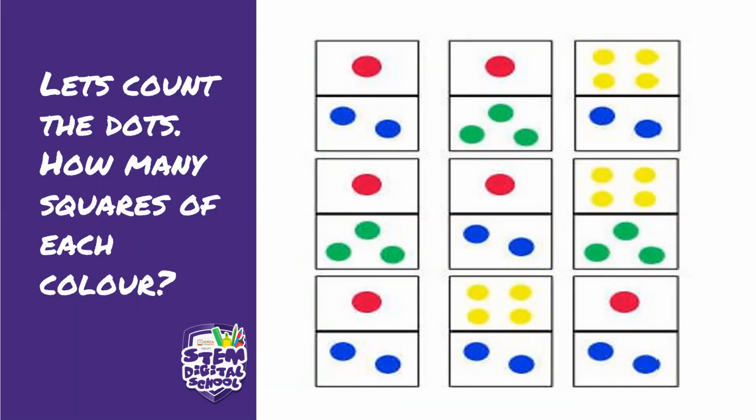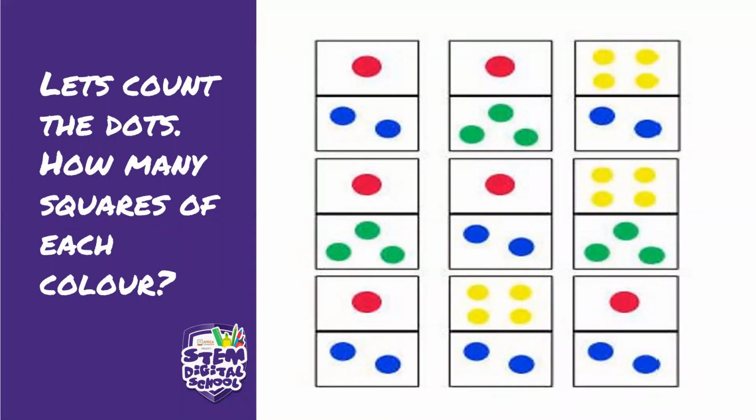So let's look here at these shapes. Which color has the most rectangles? Let's see again. We said red has 1, 2, 3, 4, 5, 6. Blue has 1, 2, 3, 4, 5, 6. And green has 1, 2, 3. And yellow has 1, 2, and 3. So which color has more rectangles? Red and blue or green and yellow?